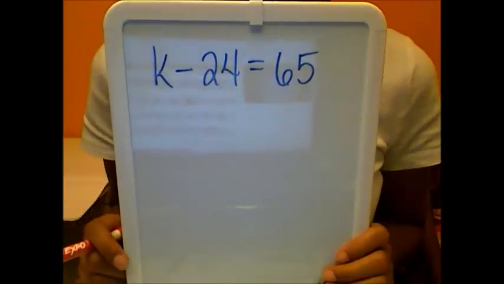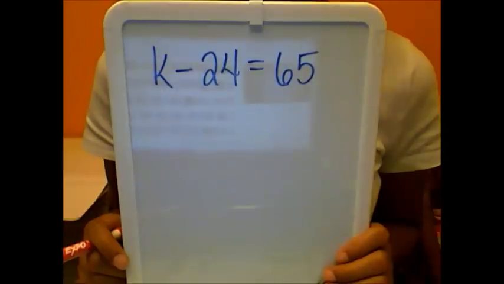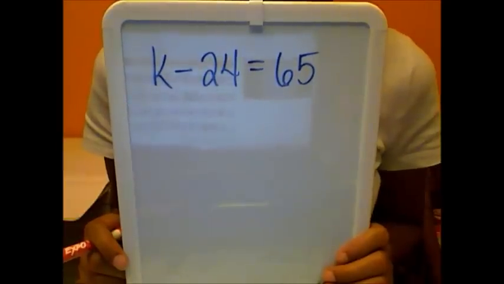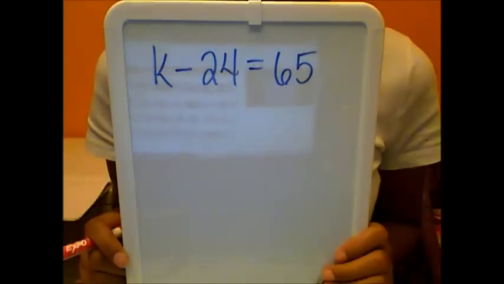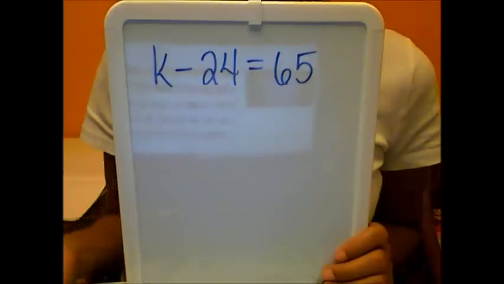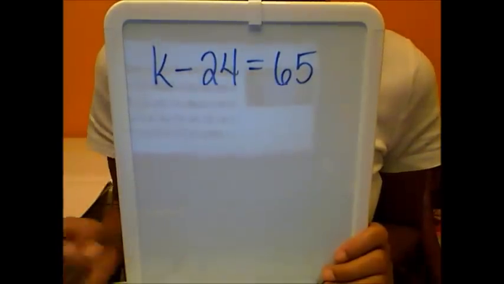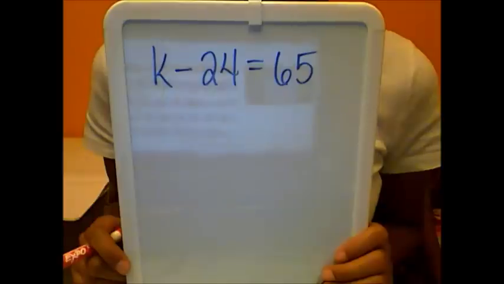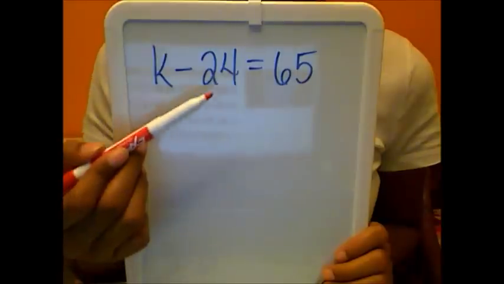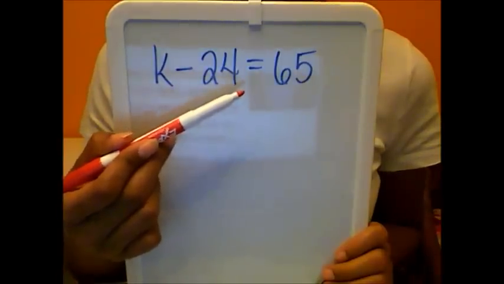The next vocabulary word I'm going to discuss is variable. Now, I didn't present it earlier in this video because I'm hoping that at this point in the course or in my class it is a word that you already know the definition of. So looking at this equation, I gave you another example of an equation. The way I would read it is k minus 24 equals 65. And again, this is an equation because we have the equal sign right there. Okay?